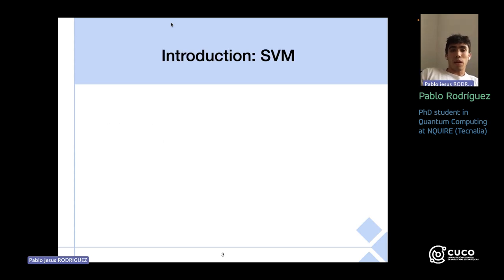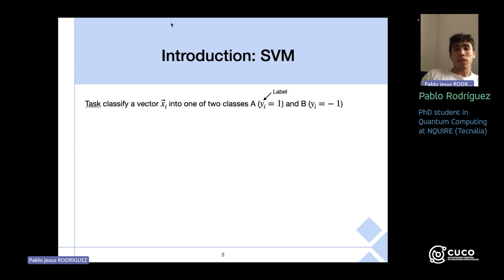So let's start by reviewing the support vector machine. The task, as is commonly known, is to classify a vector into one of two classes. Let's call them A and B. Each class has a label assigned, which can be +1 or -1. And how do we do that? We find the maximum margin hyperplane.